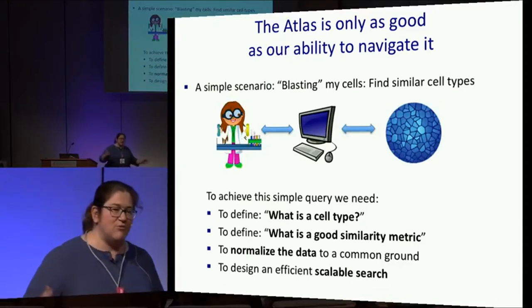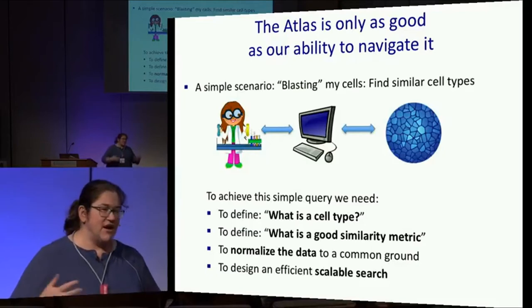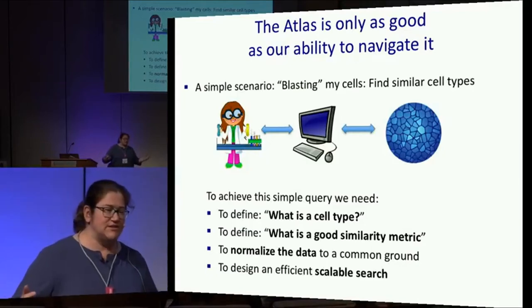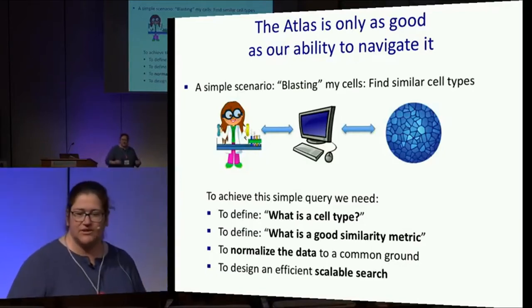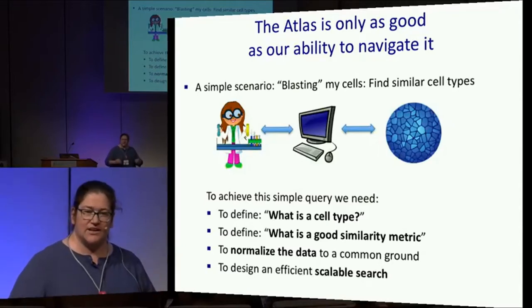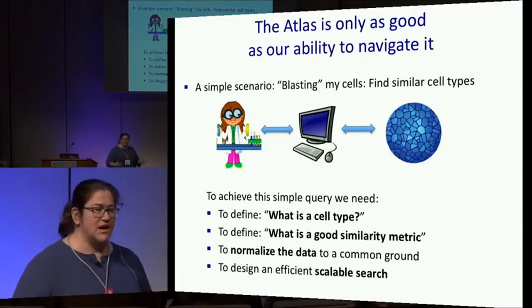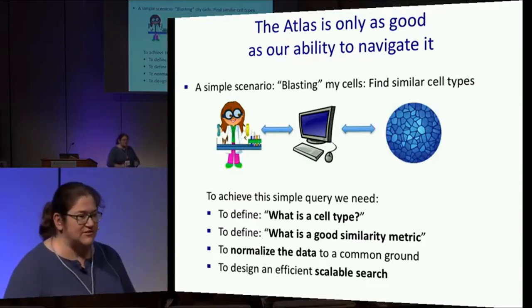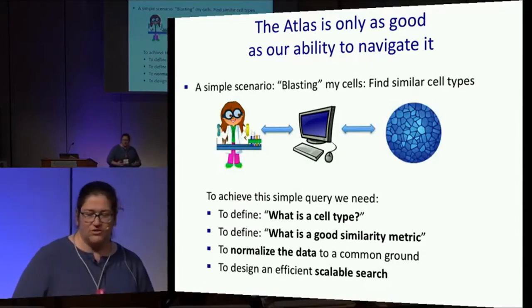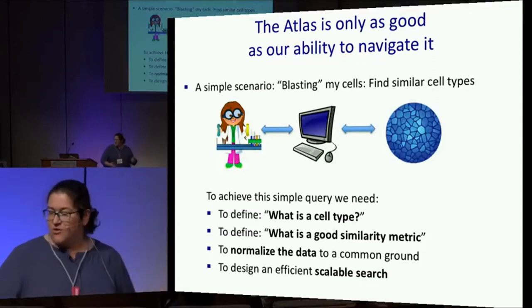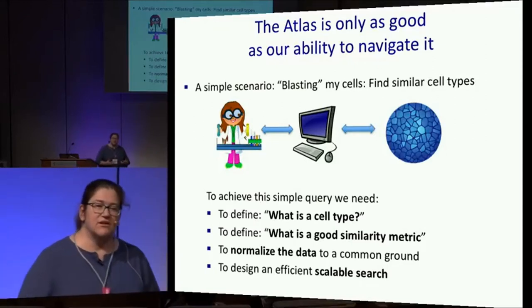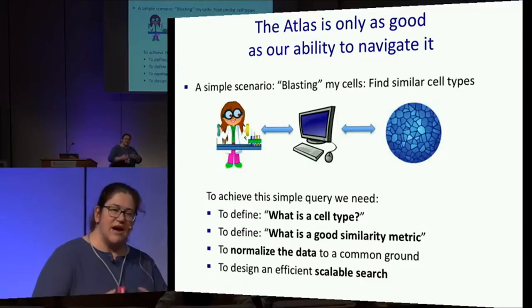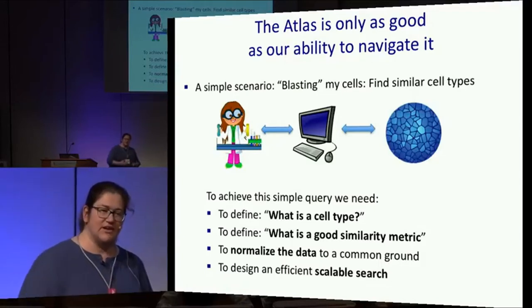Because we've been hand-waving what is a cell type, and I'll admit I will also hand-wave what is a cell type, but one of the things we have to do as a community is define it. If we want algorithms, if we want a framework in which we can search, discuss, and compare, we first have to nail down a more formal way of defining what is a cell type. What is a good similarity metric? What does it mean that my data is similar to something in an atlas? We have to define a biologically meaningful similarity metric.